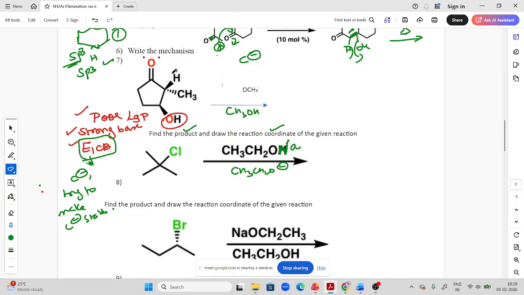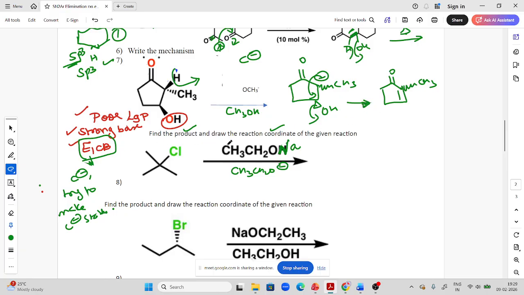So what shall we do at first? Eliminate this H plus so that you create a negative charge here, and OH is there. Now push and push. That's it. All right, so the mechanism is E1CB.